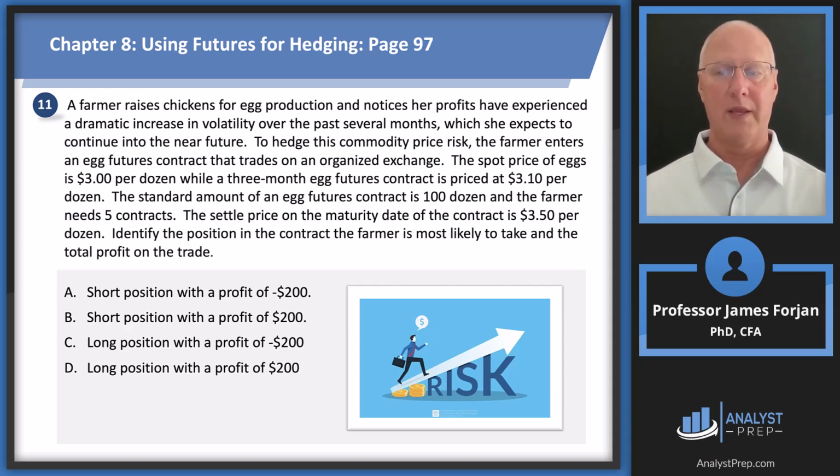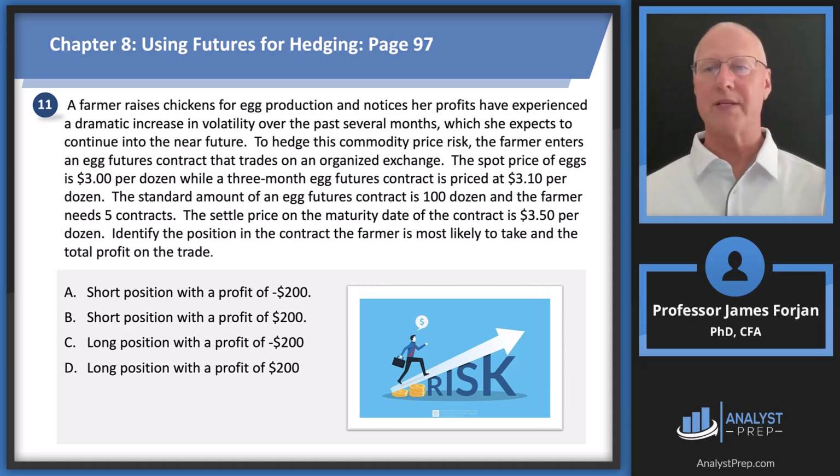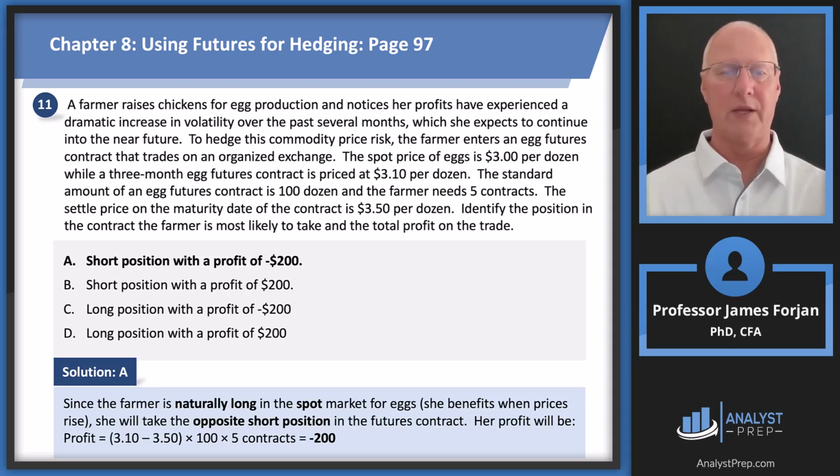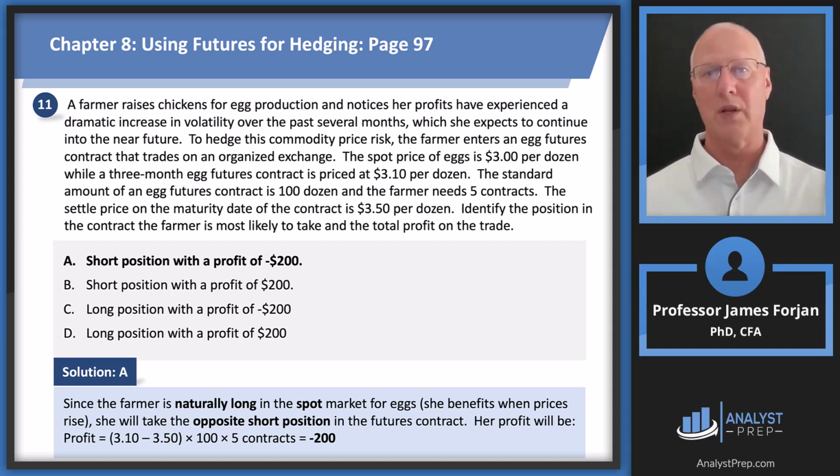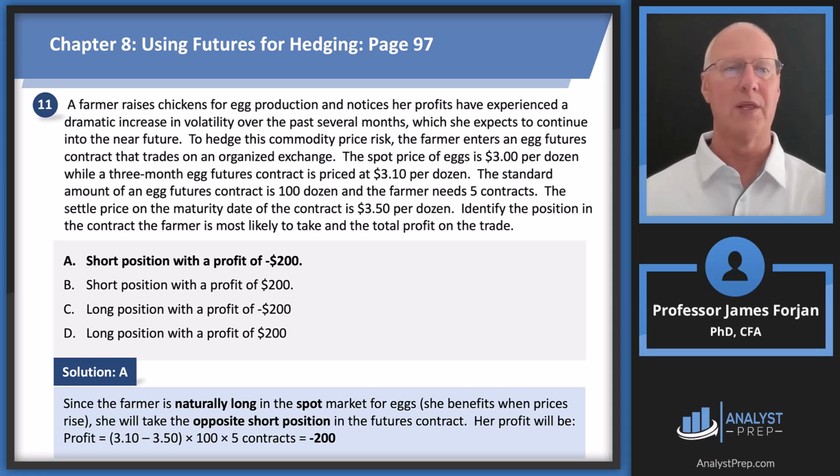All right, so the farmer has the eggs, so she's going to sell it, right? So we need to enter the contract to sell. So that eliminates C and D. And then you need to do the math, right? So what are we doing? We're just going to take egg futures contract 310 and the 350 and the 5 contracts, and then adjust those, and you get $200 there. So there's the formula at the bottom: 310 minus the 350 times 100 times 5. Minus 200 because she's selling, right? She's short, and the price went up. Price went from 310 to 350.